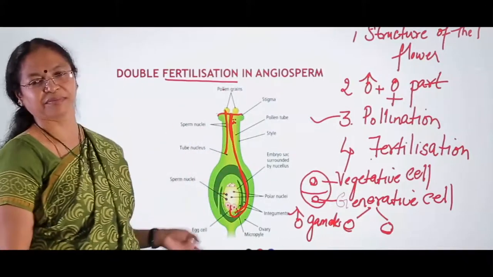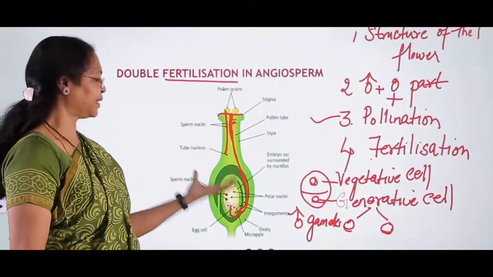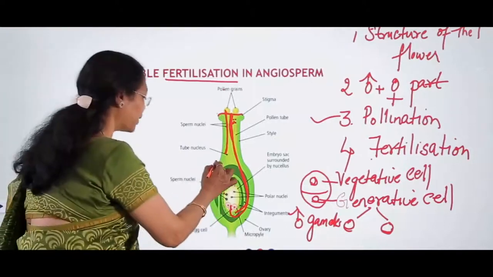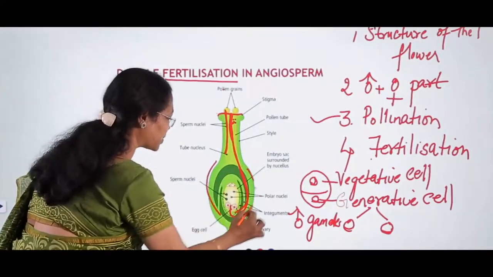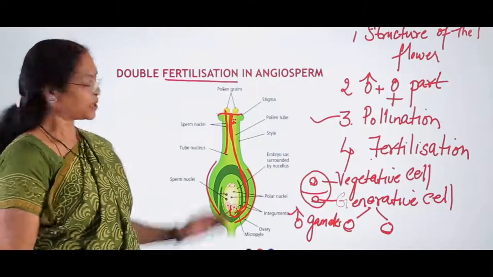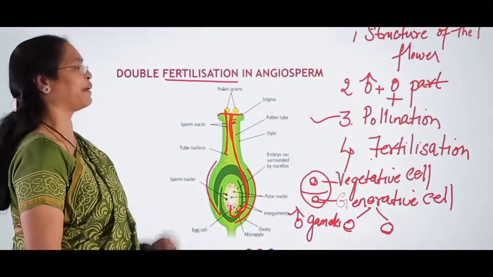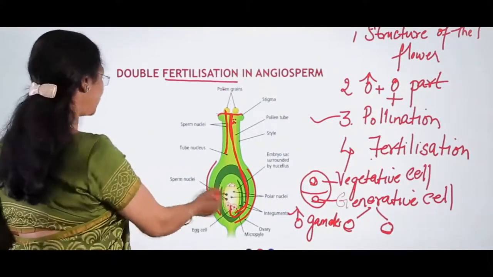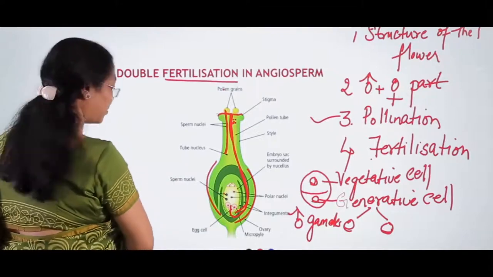Where are they heading to? They're just coming to what's called the ovary. Inside the ovary, there is an anatropous ovule. There's an ovule. So the two male gametes are coming inside. Now in case I should explain, I'm just looking for an empty space so that I can explain something.